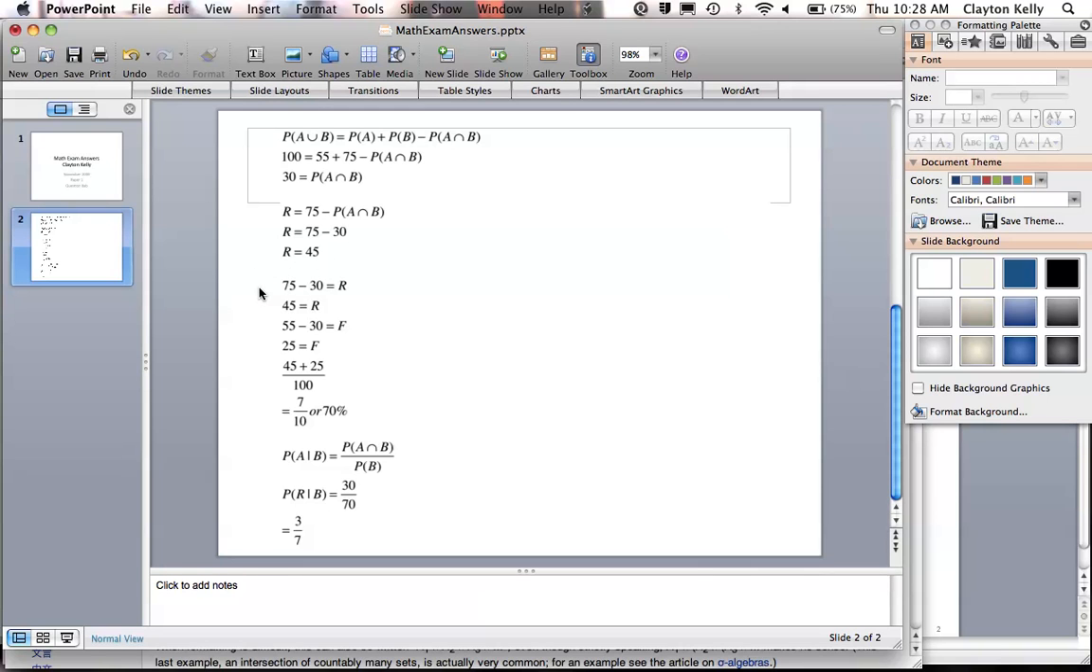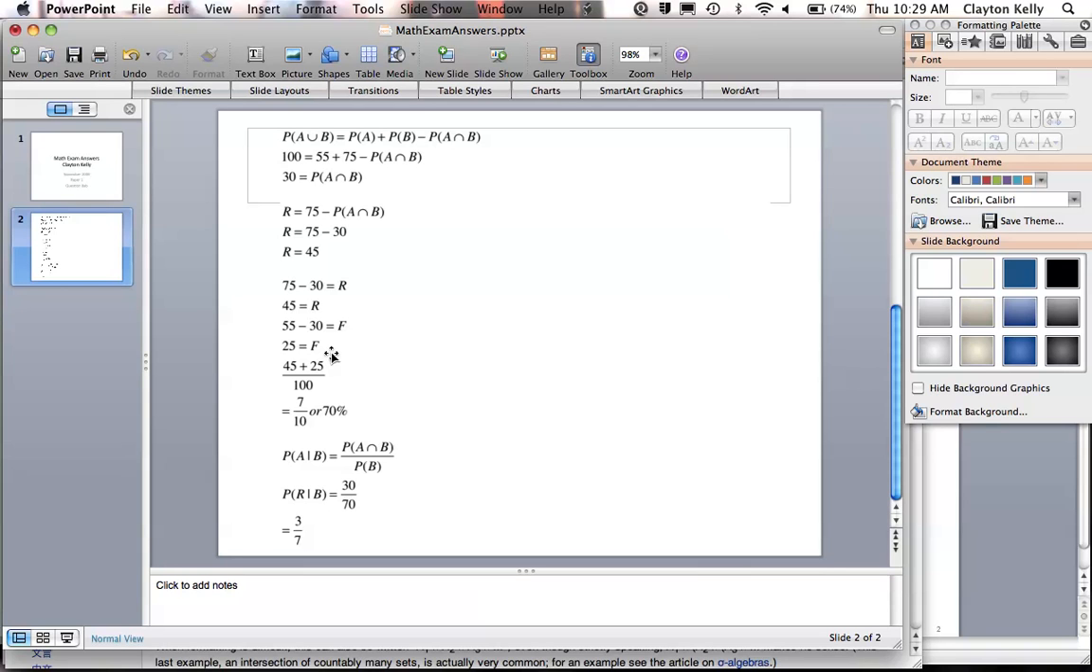Moving on to part B of question 8. One boy selected at random. Find the probability that he plays only one sport. So we found in the previous question that 45 boys play rugby exclusively. Now we have to find the number of boys who play football, and that's pretty simple algebra. 55 minus 30 equals 25. So 25 boys play only football.